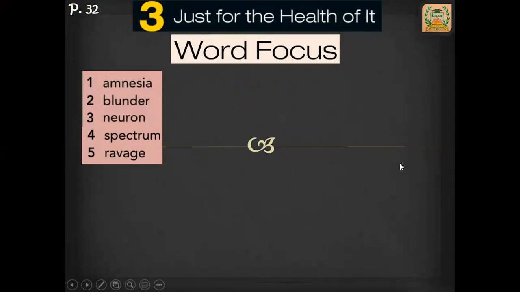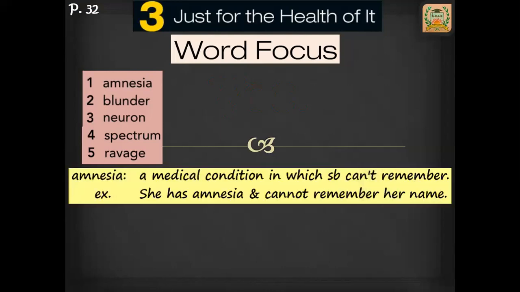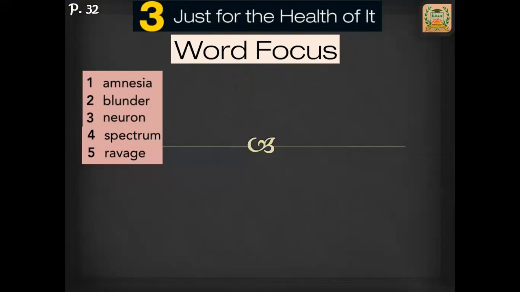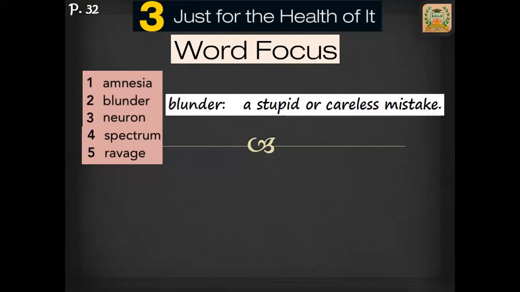The first word is amnesia. What is the meaning of amnesia? Amnesia is a medical condition in which somebody can't remember. She has amnesia and cannot remember her name. When someone forgets everything. The second word is blunder, a stupid or careless mistake.